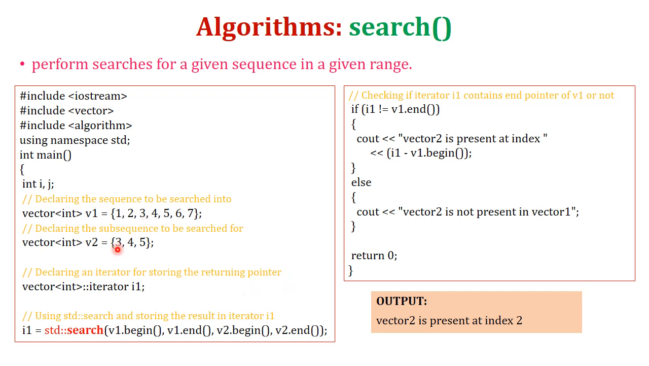So now what is the position 3, 4, 5? It starts from where? The first vector, 0, 1 and 2. So here it is starting, right? So now it will display 2.